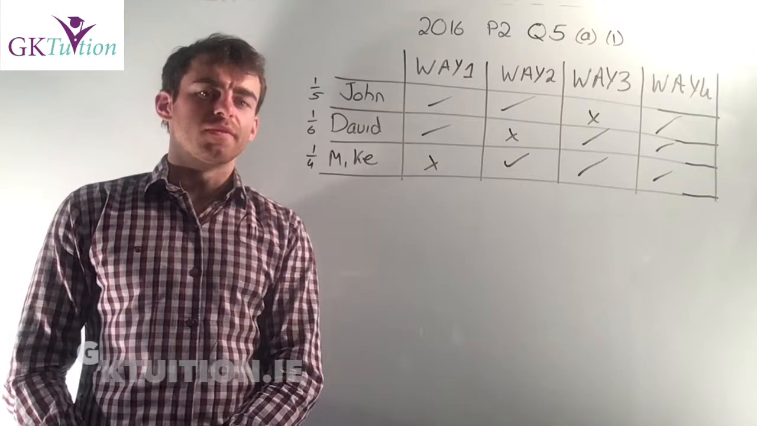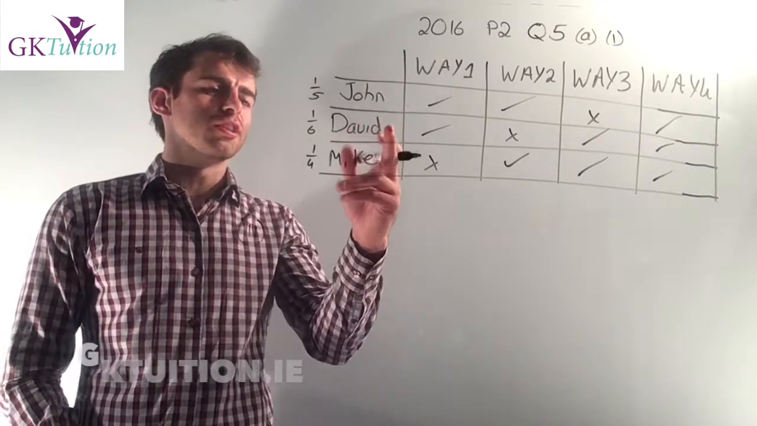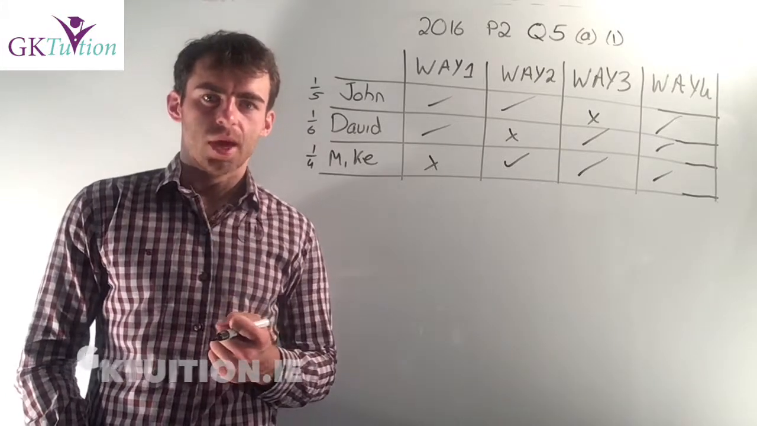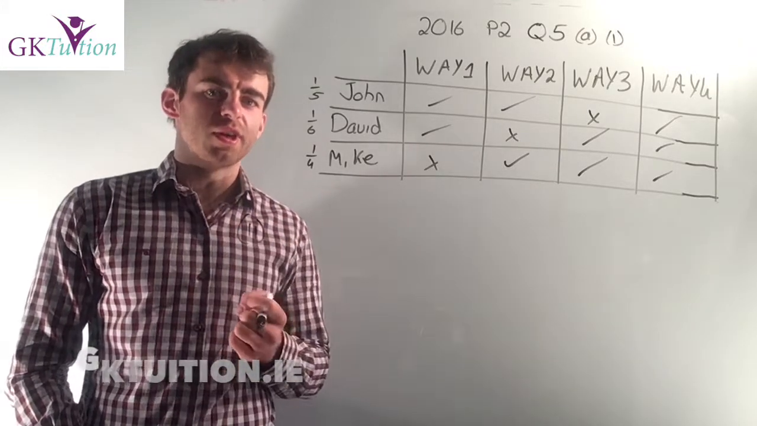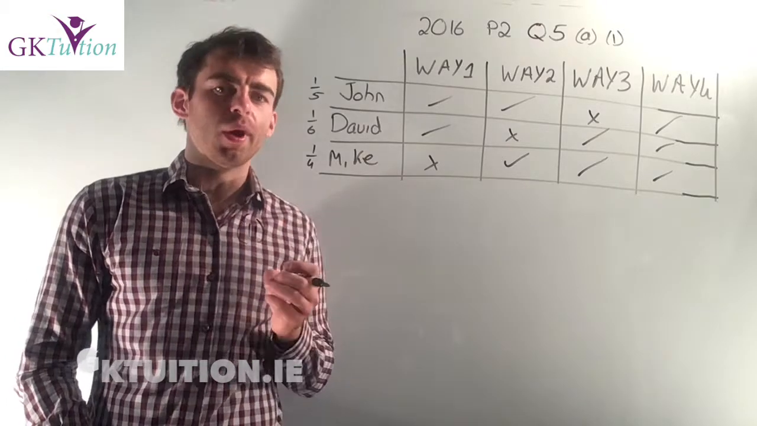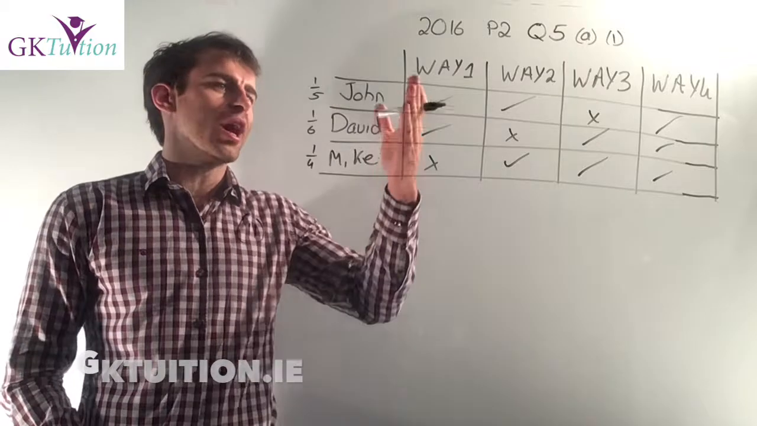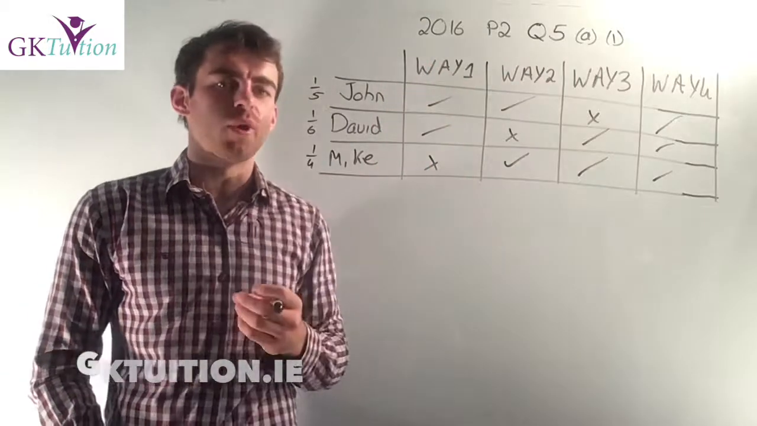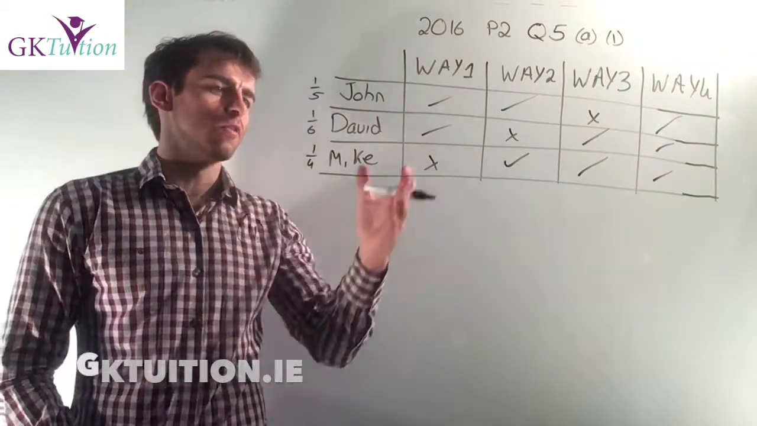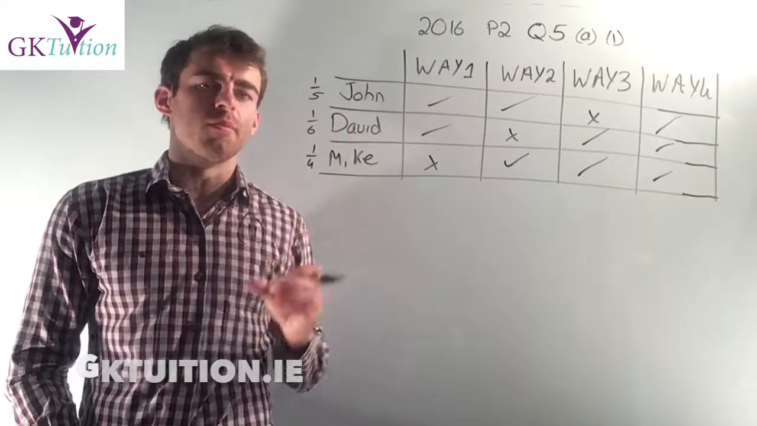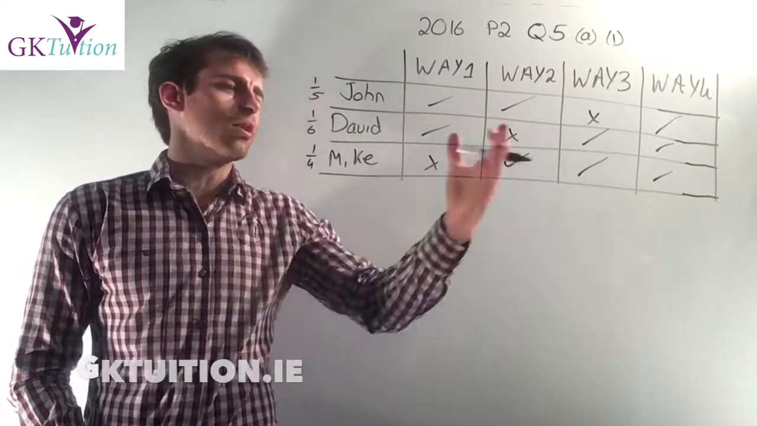In part A1 of this question, we're told that John, David and Mike are on a team trying to win an archery competition. And in order to win this archery competition, at least 2 out of 3 of them have to hit the bullseye. So we have to fill in the 4 different ways in which this could happen. So the first scenario has been filled in for us where John and David hit the bullseye but Mike misses. So now we can fill in the other ones.